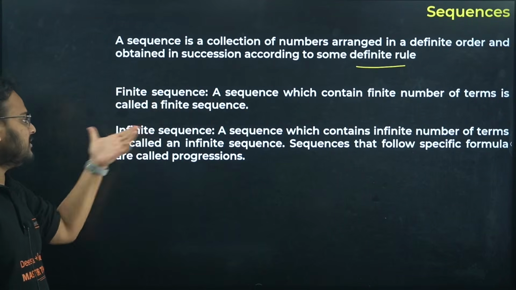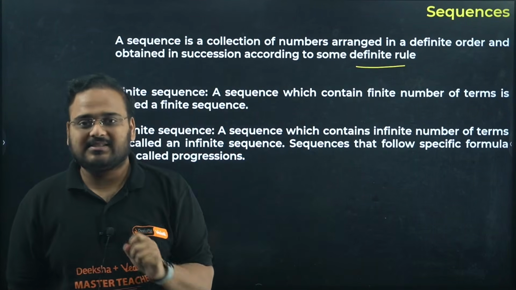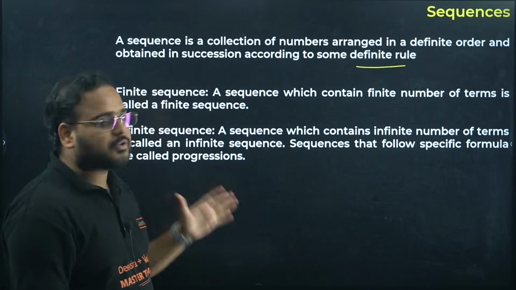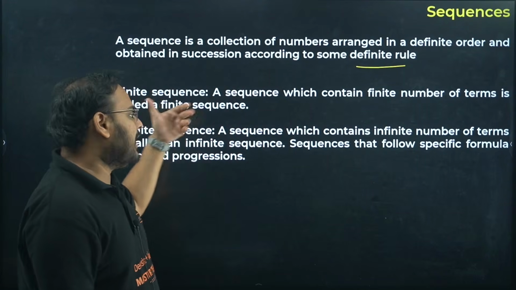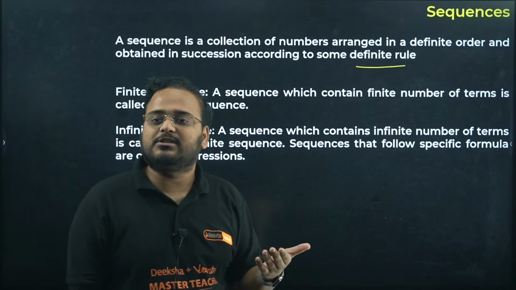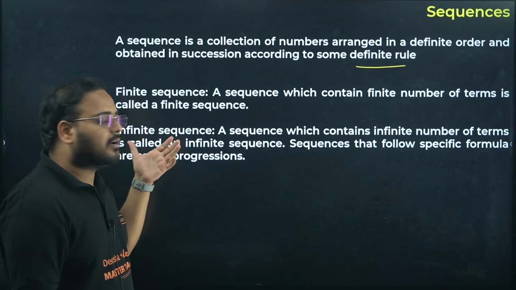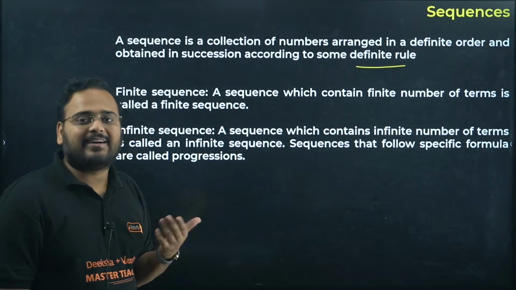One is a finite sequence, one is an infinite sequence. The good thing is that we have to discuss both of these in our syllabus. So we know the finite sequence and the infinite sequence, and we have both. As the name suggests, in a finite sequence the number of terms will be limited. That becomes your finite sequence. And where the number of terms is not limited, that becomes your infinite sequence.